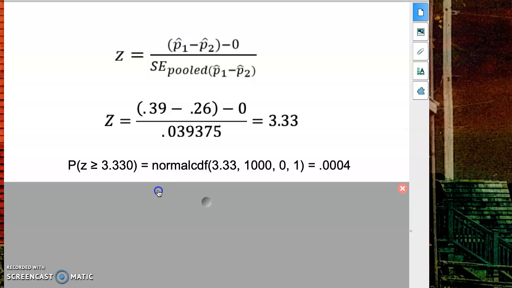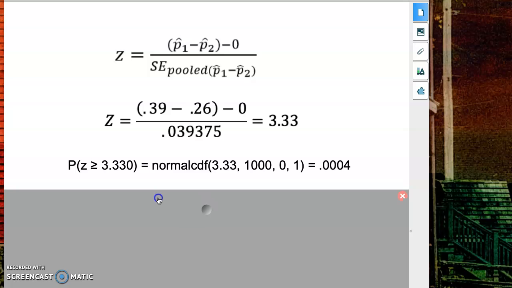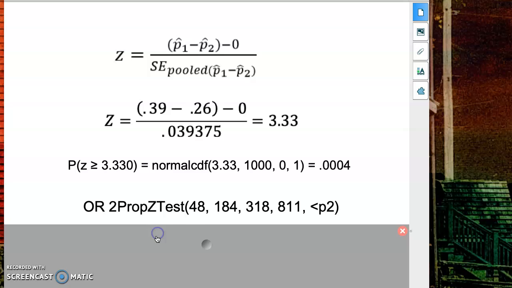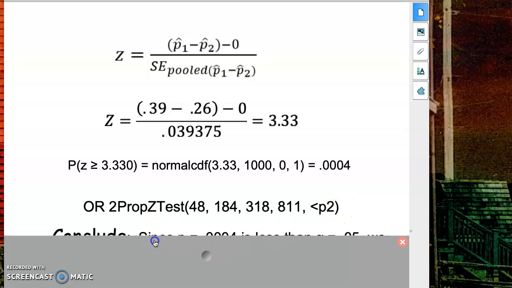The shortcut for all of this, you can skip all the steps we just did by using 2PropZTest on the calculator, and there you put in your numbers. So you would have to calculate the number of younger people who snored out of all the younger people, the number of older people who snored out of all the older people, and we're assuming that P1, which is the younger, is less than P2. Now you could have switched these around if you put them in a different order. Then you would say P1 would be the older and P1 would be greater than P2. So you just have to pay attention to how you set it up.